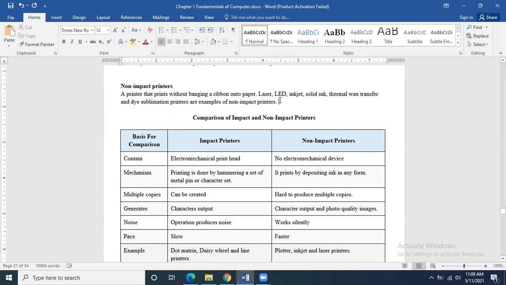Non-impact printers are not noisy, they are very fast, they don't produce any noise, and their print quality is very good. They can even print in color quite easily, in multiple colors.